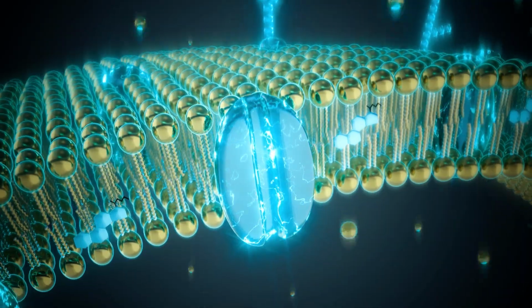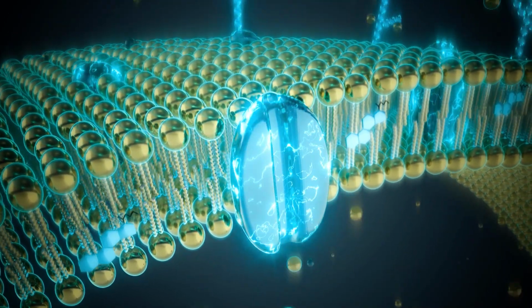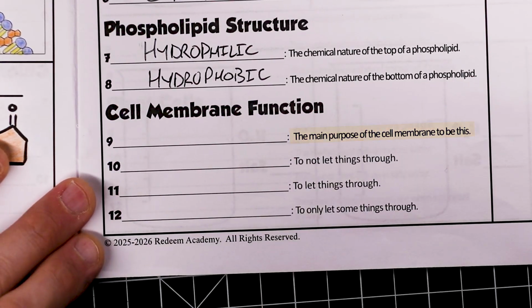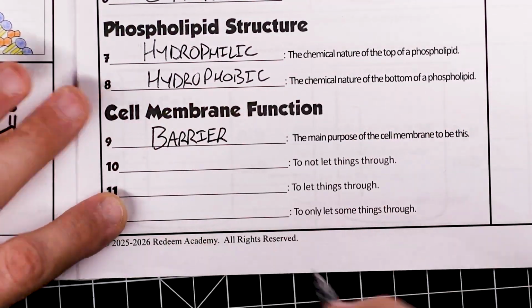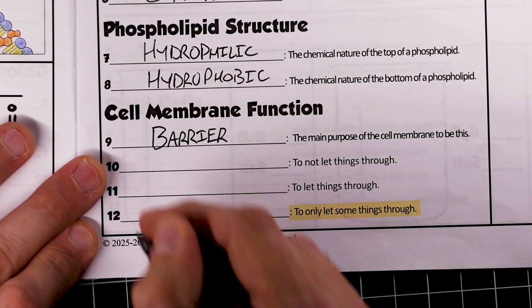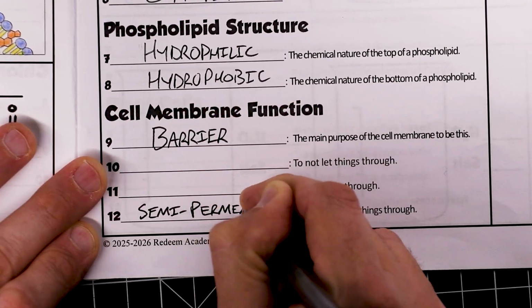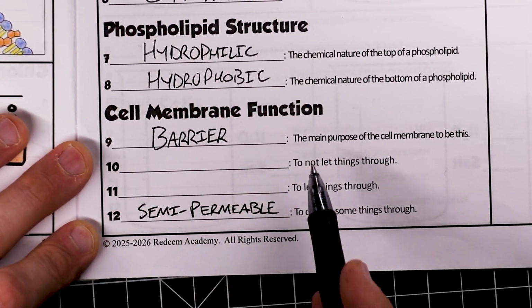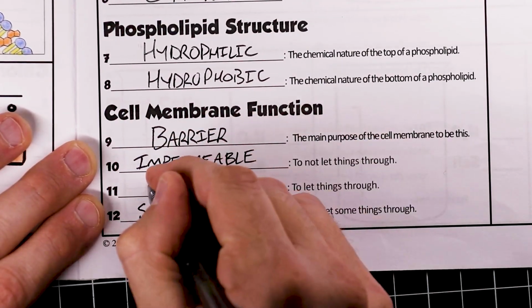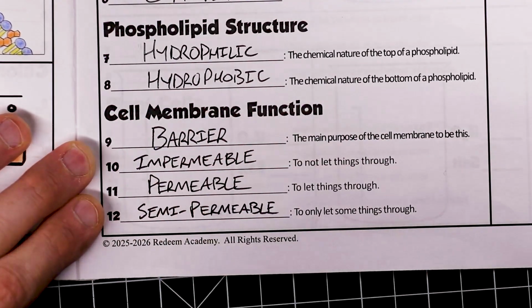In the same way, cells have to control what goes in and out. And so cells have been designed to be selectively permeable, to let some things in and to let some things out. A couple more words to write down. The main purpose of the cell membrane is to be a barrier, and specifically to be a barrier that only lets some things through, and the word for that is to be semi-permeable. Specifically, to be impermeable to certain things, while being permeable to others.